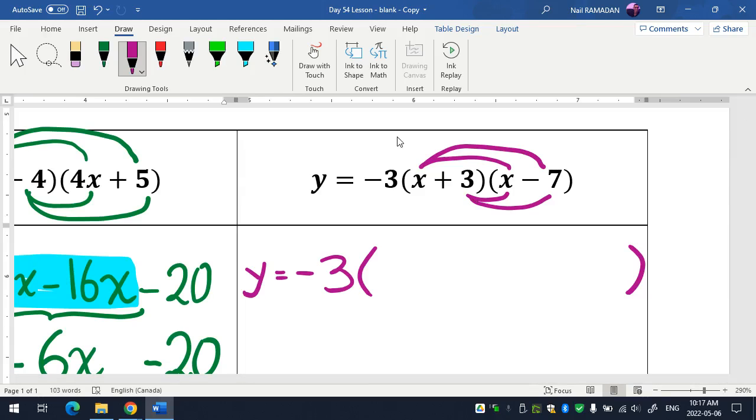Okay, what's x times x? X squared. Okay. What's x times negative 7? Negative 7x. What's positive 3 times x? Positive 3x, yep. And what's positive 3 times minus 7? Who knows 3 times 7? 21 with a negative.